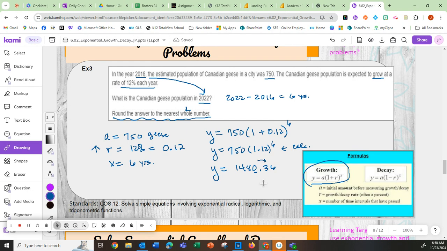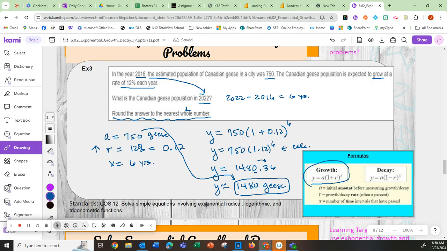So we always look to the right. 3 is not 5 or more. So then we're going to round it to 1,480 and then make sure that you put what we're measuring, geese. So we started with 750. We're increasing to 1480. That makes sense. You would not want to get a number smaller than 750 if they told you that the rate was increasing.